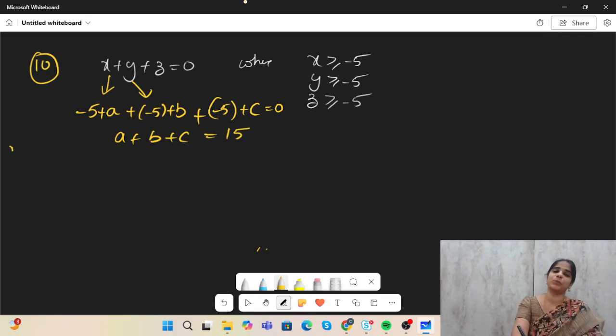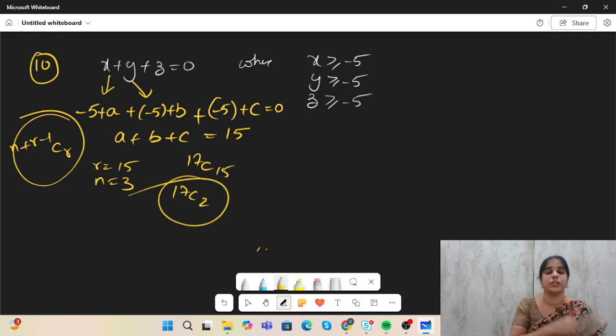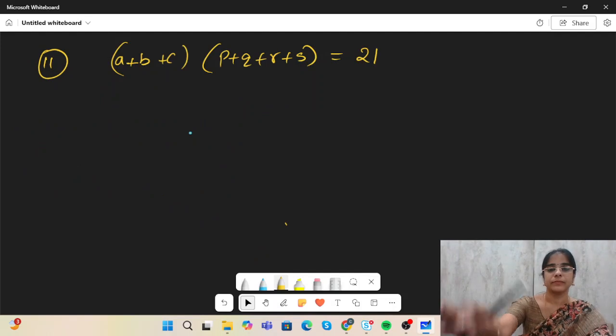Now apply your multinomial theorem, n plus r minus 1 C r. Right, isn't it? What is your r? R is 15. N is 3. What is it? N plus r minus 1 C r. That is 15 plus 3, 18 minus 1, that is 17 C 15. Your final answer is 17C2 will be your answer, right? Good. Go ahead with the next problem.